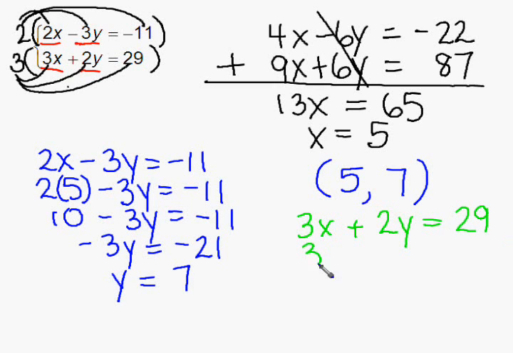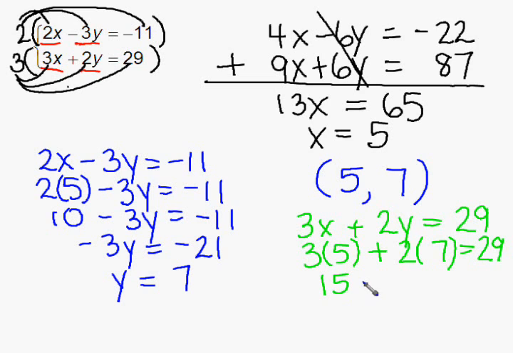So now we'll substitute that into either original equation. I'll pick the first one and solve for y. So 2x minus 3y equals negative 11. I'm going to substitute that x is 5 and start solving for y. So 2 times 5 is 10.